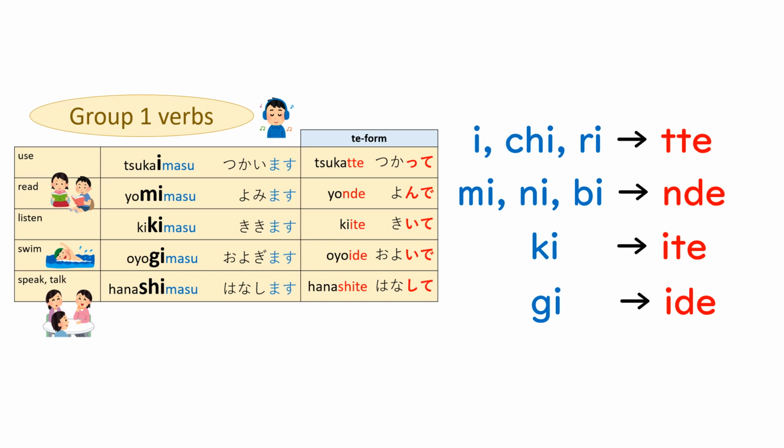The last pattern is the verbs with shi sound before masu, like to speak or talk, hanashimasu. And in this pattern, the te form is made by replacing shi with shite. So, the te form of 話します is 話して。Here is the fun song to remember the te forms of verbs.